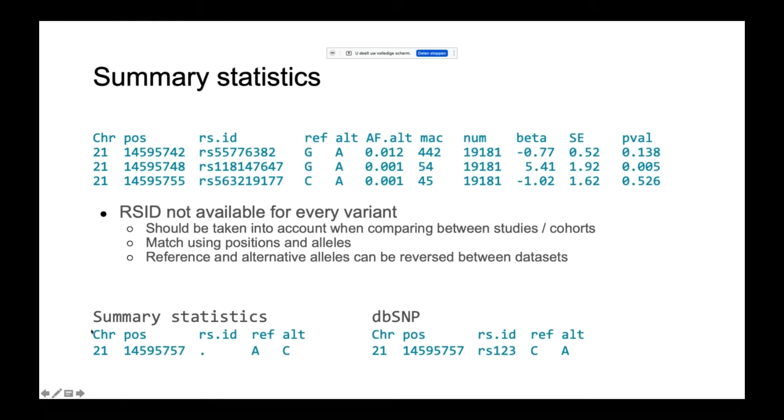You have to keep in mind, however, that the RS ID in summary statistics is not always included. So in that case, you want to annotate your summary statistics using a database file, for example, from DBSNP. And if you format your summary statistics in VCF format, you can, for instance, use BCFtools annotate for this. Also keep in mind that your reference and alternative allele can be swapped between the database file and your summary statistics, which you ideally want to fix using something like fixref.